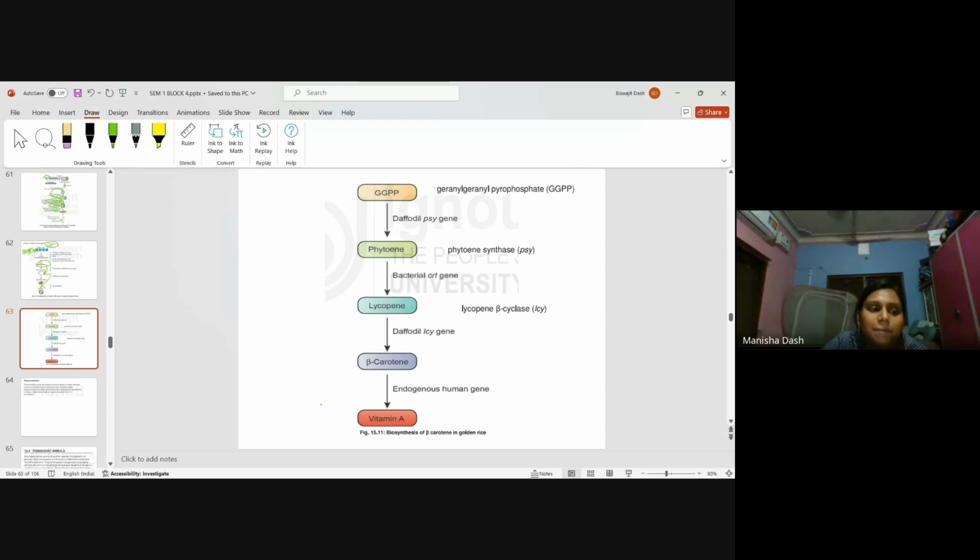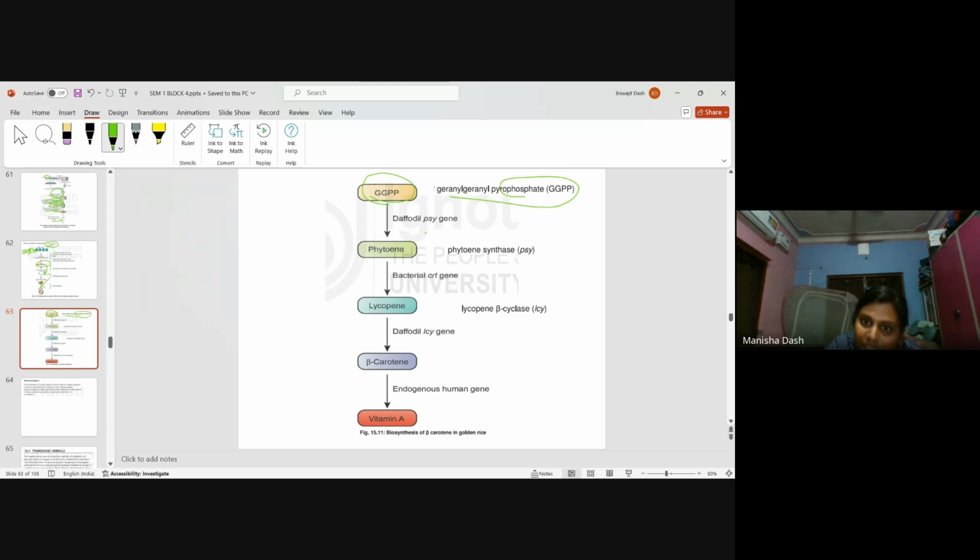Then there is another application of the transgenic plant, that is the production of golden rice. Golden rice is actually a variety of rice which is highly rich in vitamin A. Okay. There is a precursor molecule of vitamin A called beta carotene. This beta carotene is synthesized from a precursor molecule called GGPP, that is geranylgeranyl pyrophosphate.